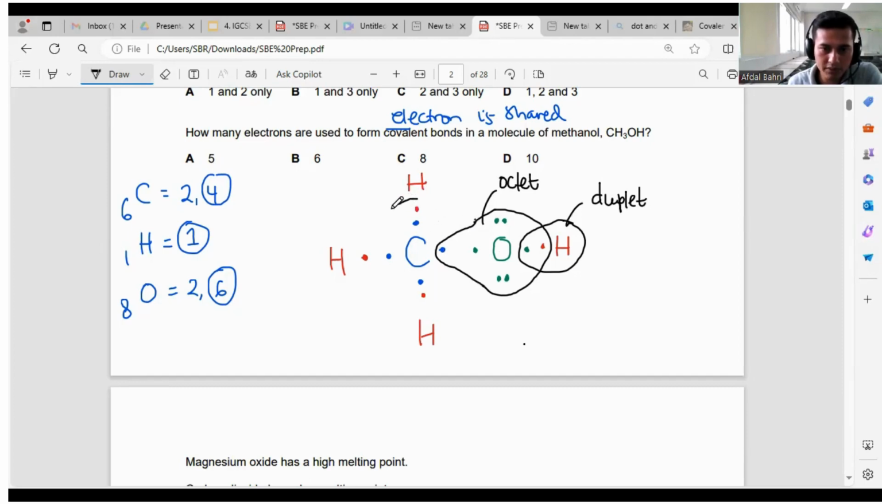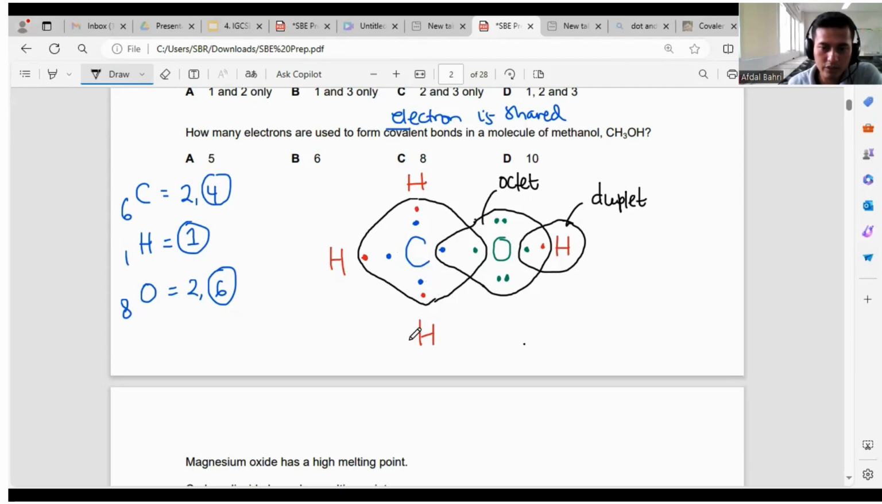Carbon also want to achieve stability, stable by sharing the electron with 3 different hydrogen, with each electron shared with each hydrogen. And then to become octet, carbon also share one electron with oxygen. Now you can see here the total number of electron is already 8. 2, 2, 2, and also 2 here. So the total is 8.